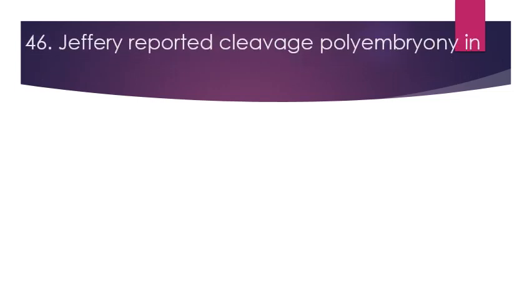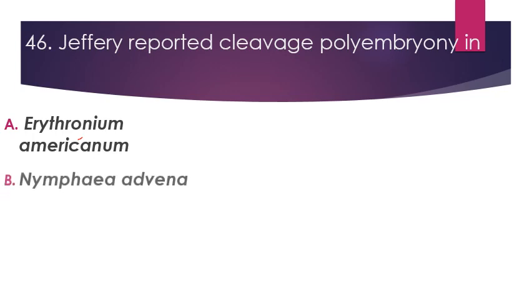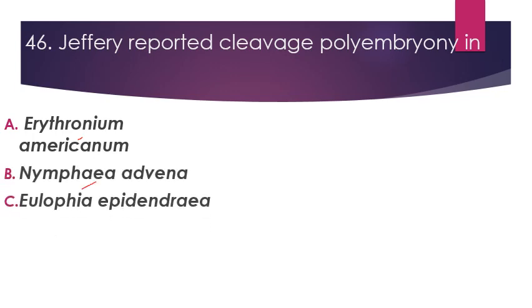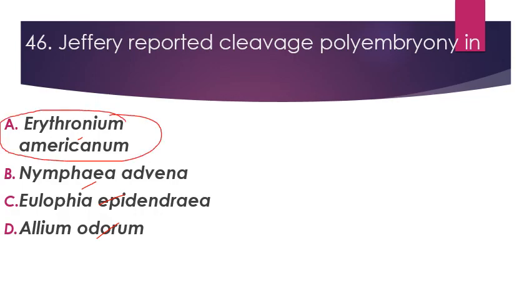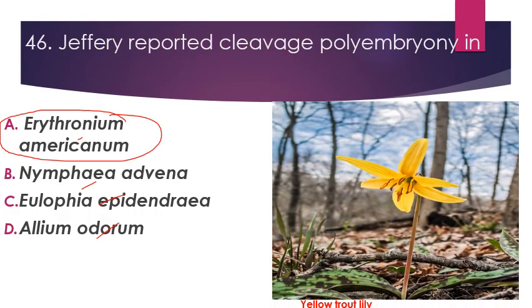The first question is: Jeffrey reported cleavage polyembryony in which plant? The options are Erythronium americanum, Nymphaea alba, Eulophia epidendraea, which is an orchid, and Allium odorum. So its right answer is Erythronium americanum. Jeffrey first observed polyembryony in 1895.